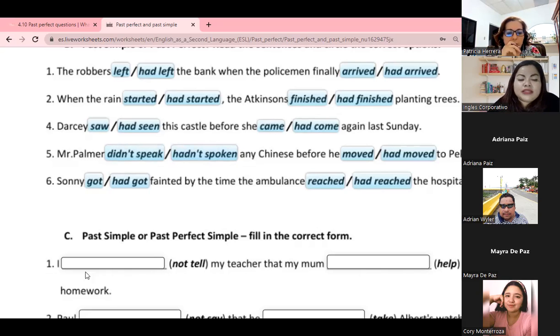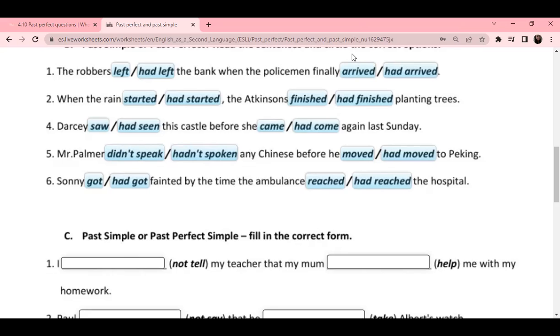You need to choose, it's the same exercise, to choose which is the best option, right? Okay, are you ready, Cory? The robbers left the bank when the policeman finally had arrived. Okay, number two. When the rains started, the Atkinson had finished planting trees. Okay, Adriana, number four. Darcy had seen this castle before she came again last Sunday. Okay, very well. Number five. Mr. Palmer hadn't spoken any Chinese before he moved to Peking.